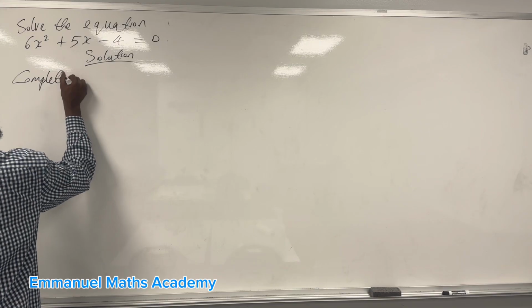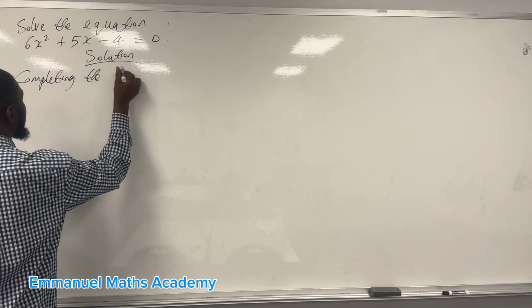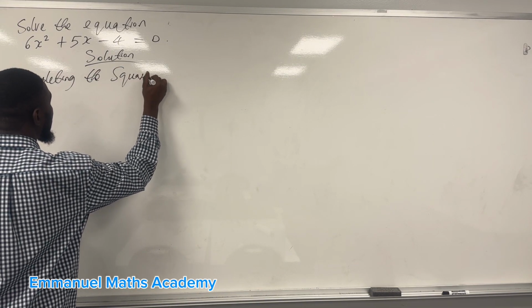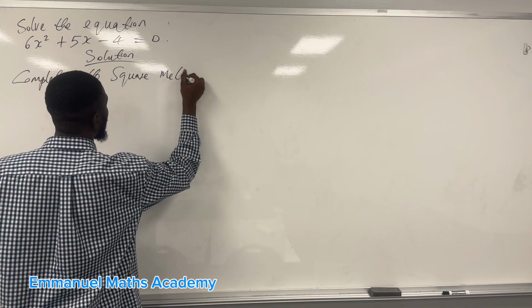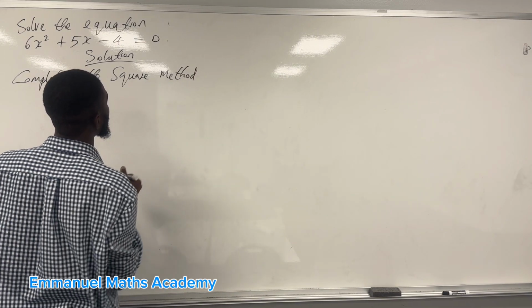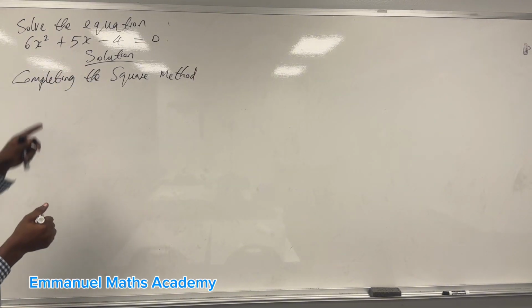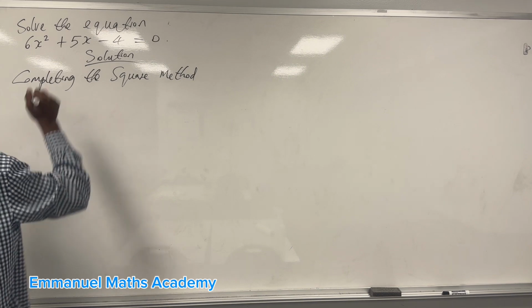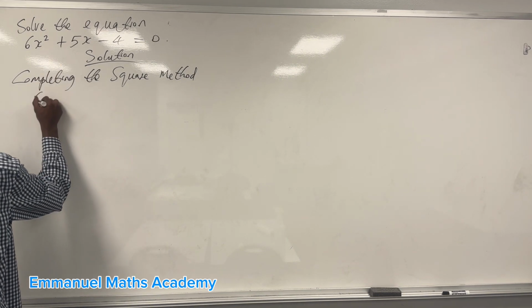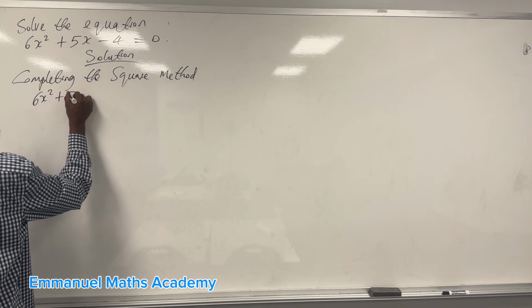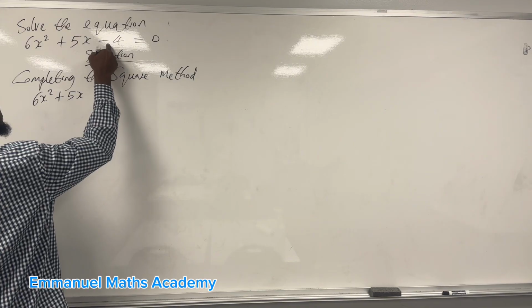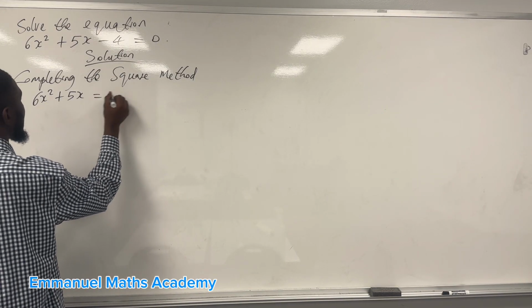Completing the square method. So this is the method I will be using to solve this. So from this, you have 6x squared plus 5x. So take this minus 4 to this side. You have what? 4.